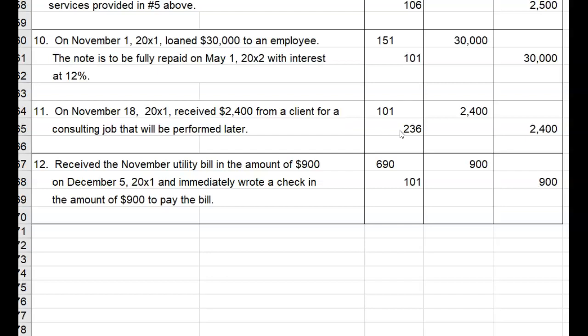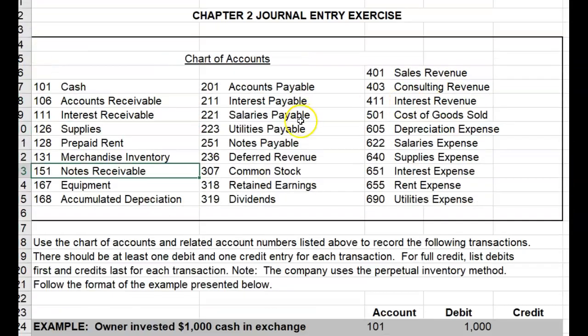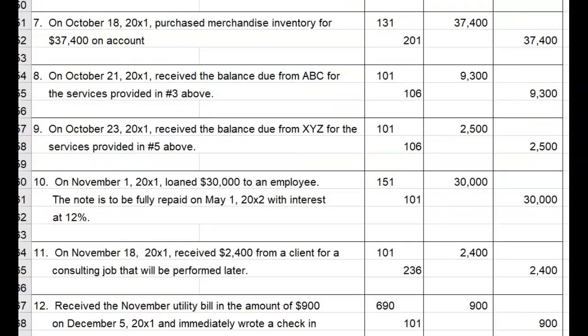In Accounting 301, we use the terminology a liability for unearned income. In this class, it's the same concept. The terminology is slightly different. We talk about deferred income. So for this journal entry, we received the money from the customer on November 18th. So we debit cash 101 for $2,400, and we credit the liability account deferred income, account 236, deferred revenue, for $2,400. So debit 101, credit 236 for $2,400.